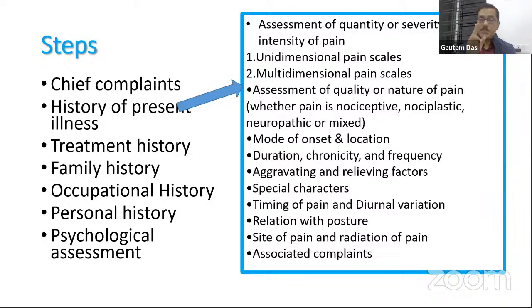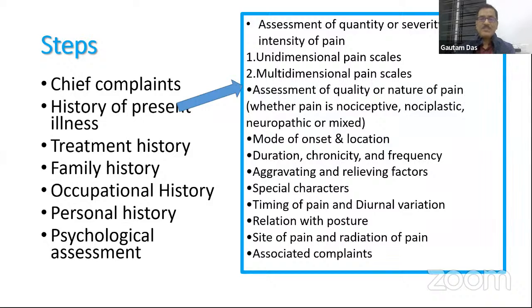So after the general examination come inspection, palpation, and range of movement. Range of movement includes both active and passive range of movement. Then the whole neurological system, starting from the higher centers, the sensory, the motor, the reflexes, everything. And then at the end, we should have some specific clinical evaluations. That is the special test.